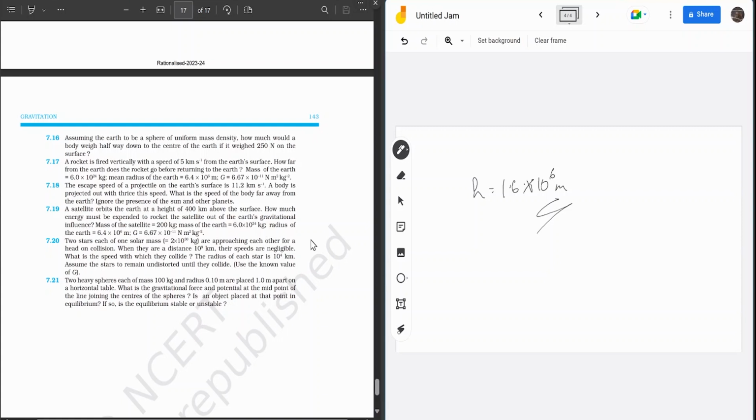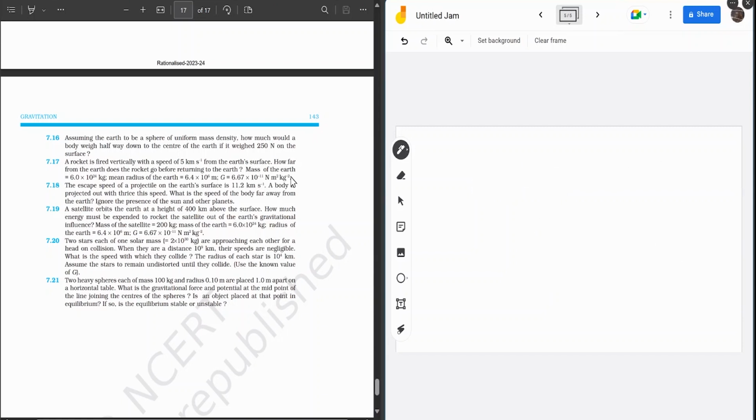Okay, here we got 1.6 into 10 to the power of 6, but they are asking the distance from the center of Earth. This is the distance from the surface. So for the distance from the center of Earth, we will add the radius of Earth, which is 6.4 into 10 to the power of 6. So the total answer we get is 8 into 10 to the power of 6 meters.